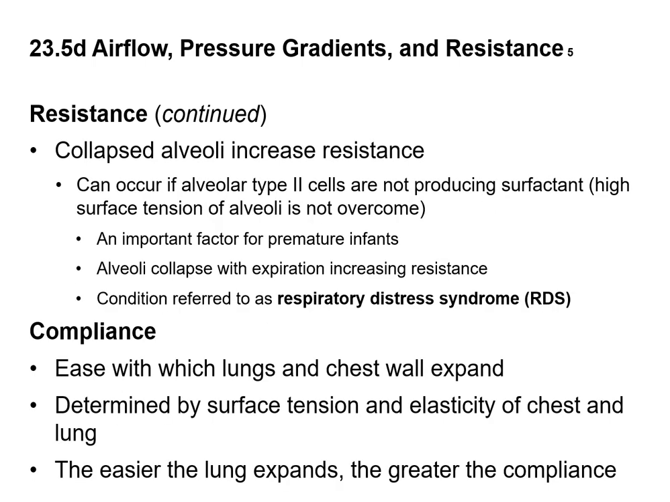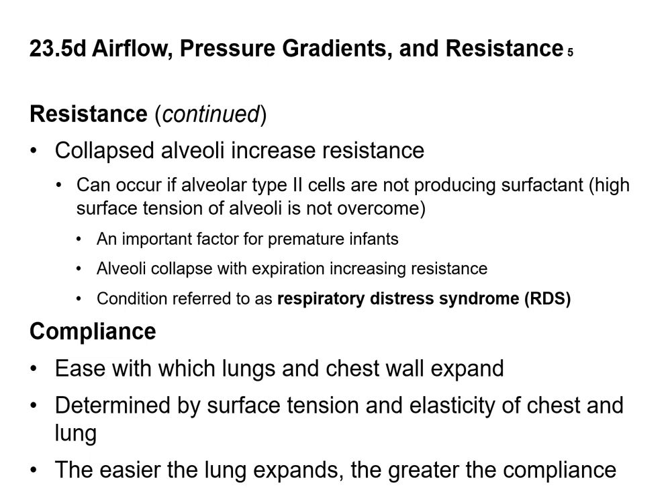And then the last thing you can look at that affects resistance directly is the state of the alveoli, right? So are they collapsed, right? So we have a cell type called type 2 alveolar cells. They're also called type 2 pneumocytes, right? And these type 2 pneumocytes produce something called surfactant, right? And surfactant helps to reduce surface tension in the lung, right?